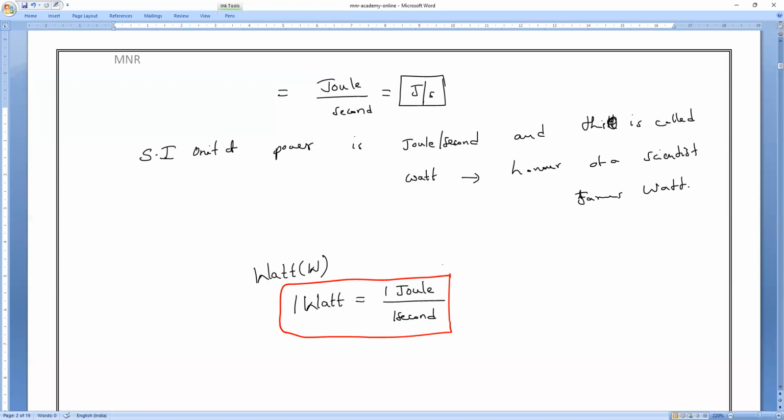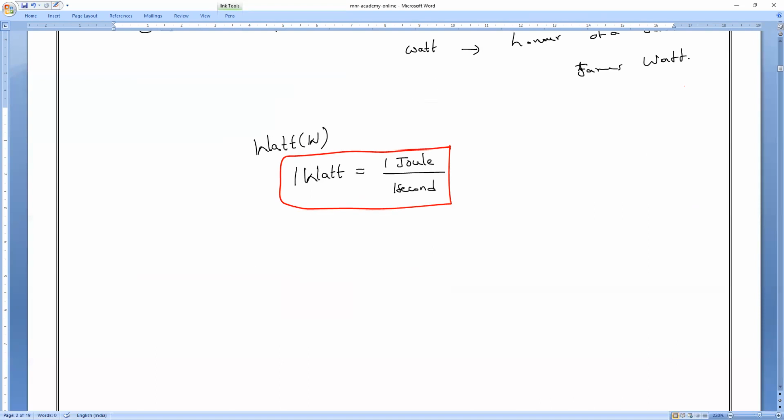Means the power of a body, if I say the power of a body is 1 watt, means either it is doing 1 joule of work in 1 second or consuming 1 joule of energy in 1 second. That is what we call a watt. So, most important definition: define 1 watt.